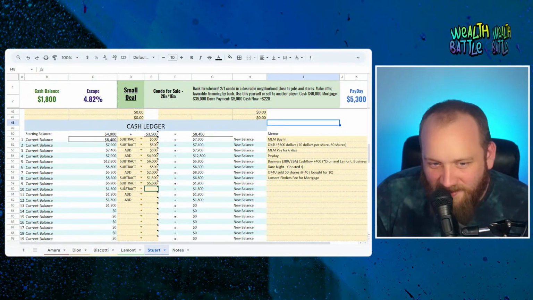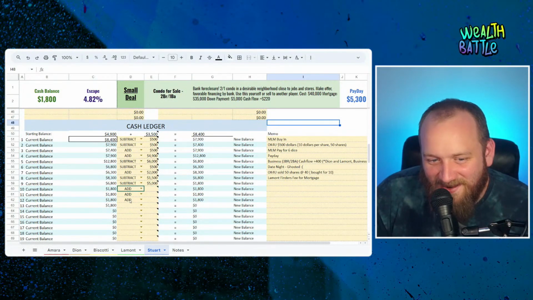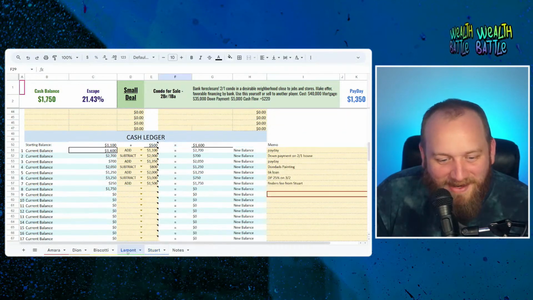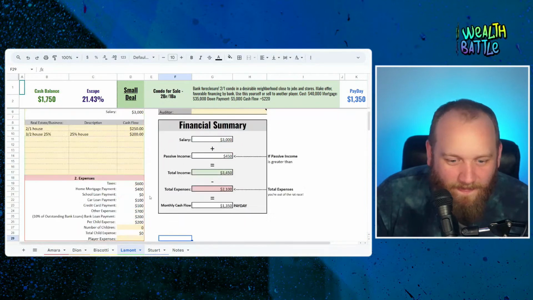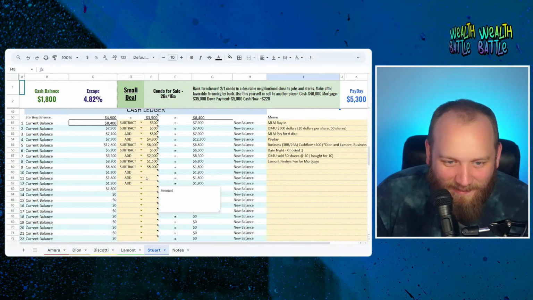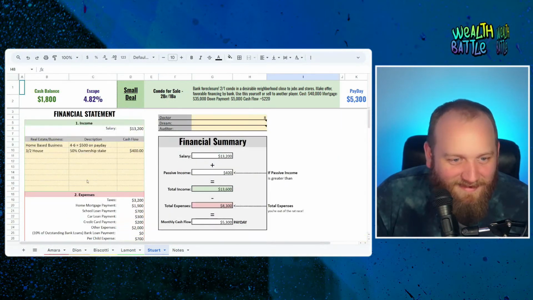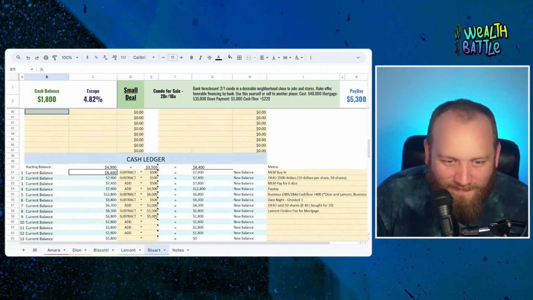I like how he's got 4 subtracts, he's got 2 adds, he's like three steps ahead of everybody right now. And then Lamont, he's got the 1,500 finder's fee from Stuart. There you go. What a happy ending for the end of the evening.